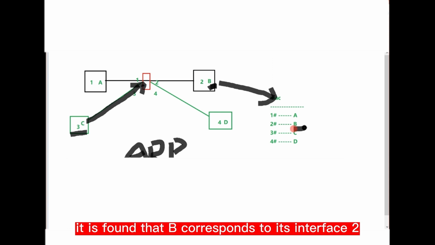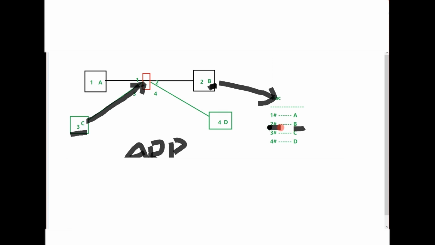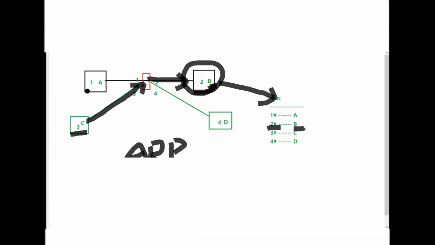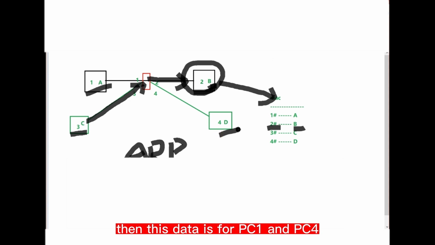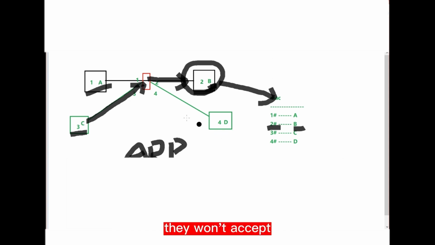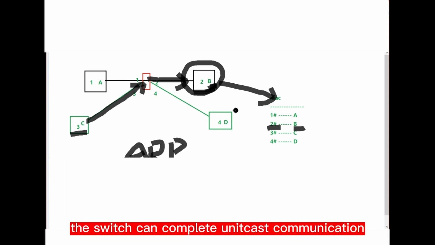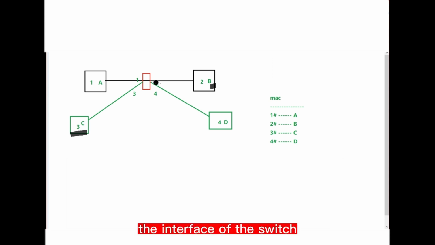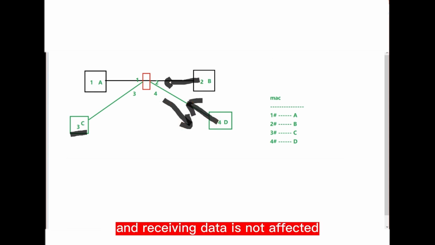It finds that B corresponds to its interface 2. It sends the data out from interface 2. Then this data comes to PC2 alone. This data is for PC2, so PC1 and PC4 won't accept it. The switch can complete unicast communication. And the switch is a full duplex device. The interface of the switch can isolate the collision domain. All devices can send at the same time, and receiving data is not affected.